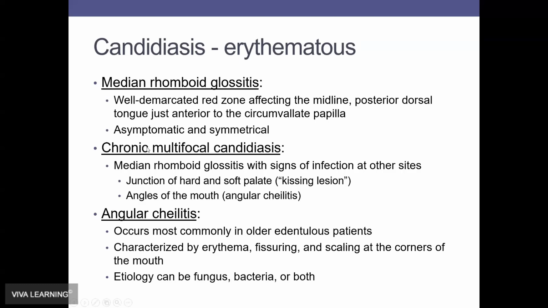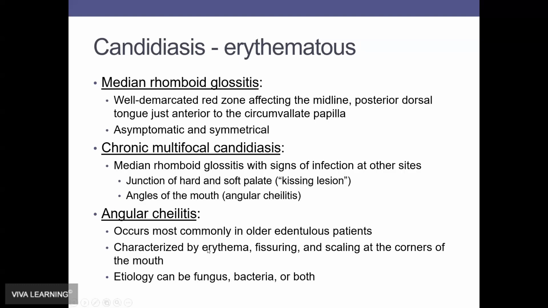We also have chronic multifocal candidiasis. That is a patient with median rhomboid glossitis plus another site. And that might be a kissing lesion on the palate. It's a red lesion at the junction of the hard and soft palate. So if you see that red lesion on the palate, that's typically what you'll notice first. Just look down at the tongue and see if there's a red lesion there. Or patients might have median rhomboid glossitis with angular cheilitis.